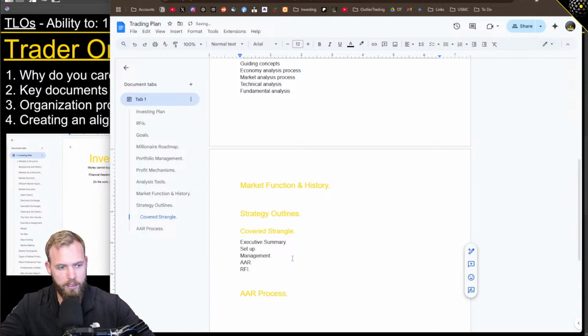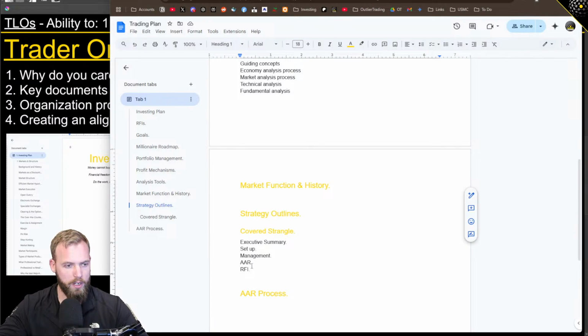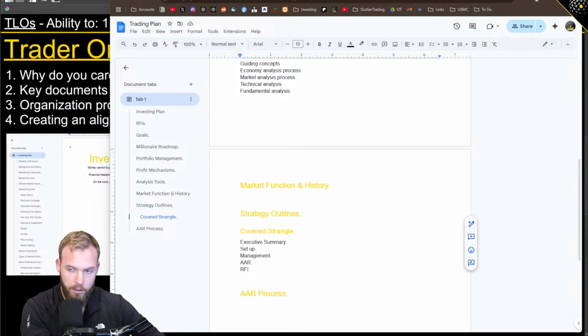Now, I want to linger on the strategy outline specifically. The reason why I want to linger on this is because this is where the trade log gets introduced. Because the executive summary for a strategy, and for those that don't know, I have a video that talks about trading plans in depth, like pretty far in depth here. So you can check that video out whenever you want.